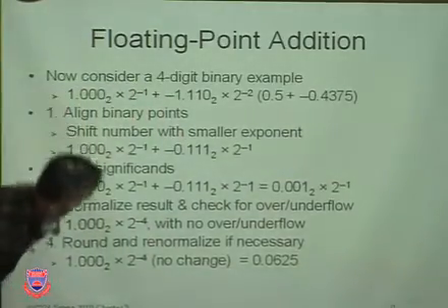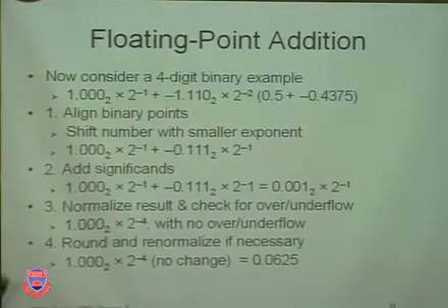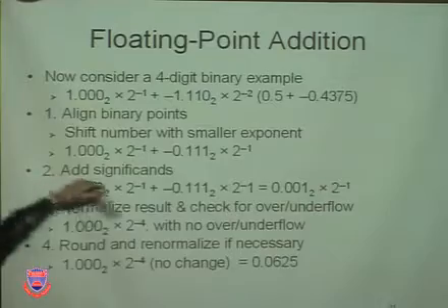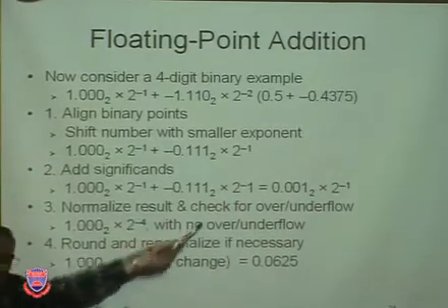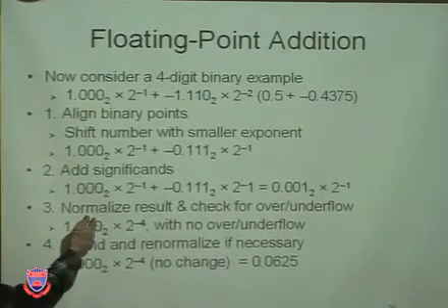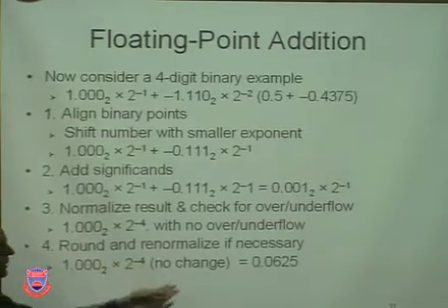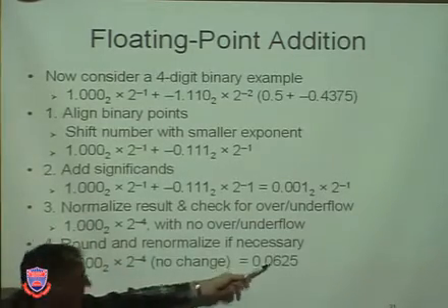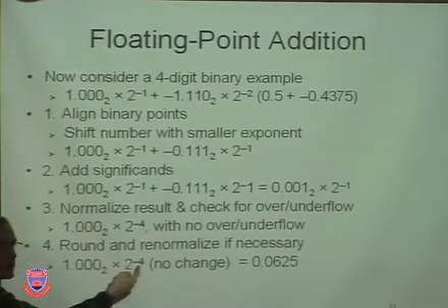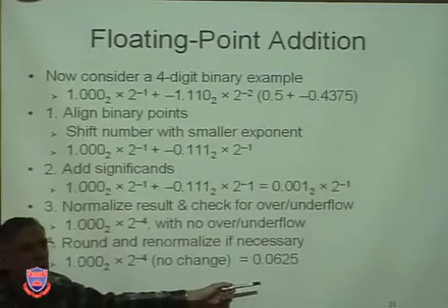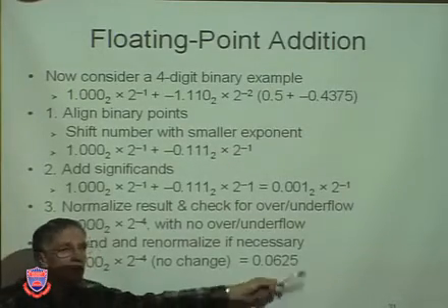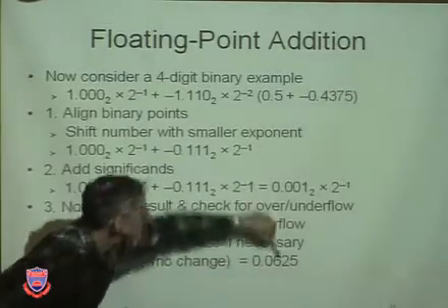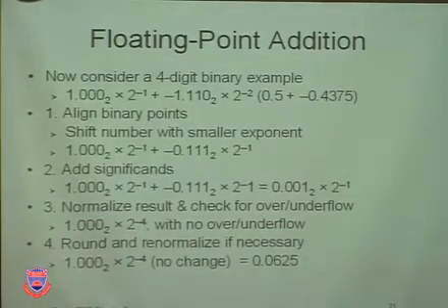Yeah, okay. All right, so we normalize it. 1.000 from this becomes 2 to the minus 4th. There wasn't any underflow or overflow. Don't need to round it, stays the same. There's our answer, no change. And that turns out to be 1 times 2 to the minus 4th, which is 1/16. If you know your fractions, 1/16 is 0.0625. And that's the difference between this and this. So we get the correct answer.